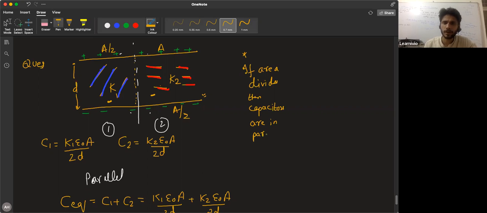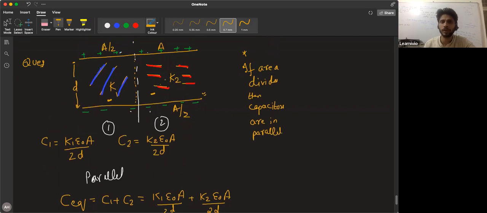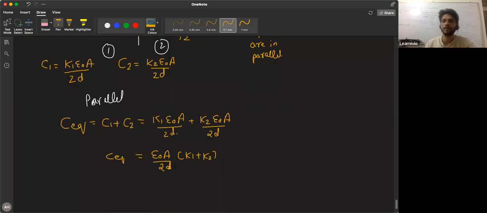If area divides, then capacitors are in parallel.